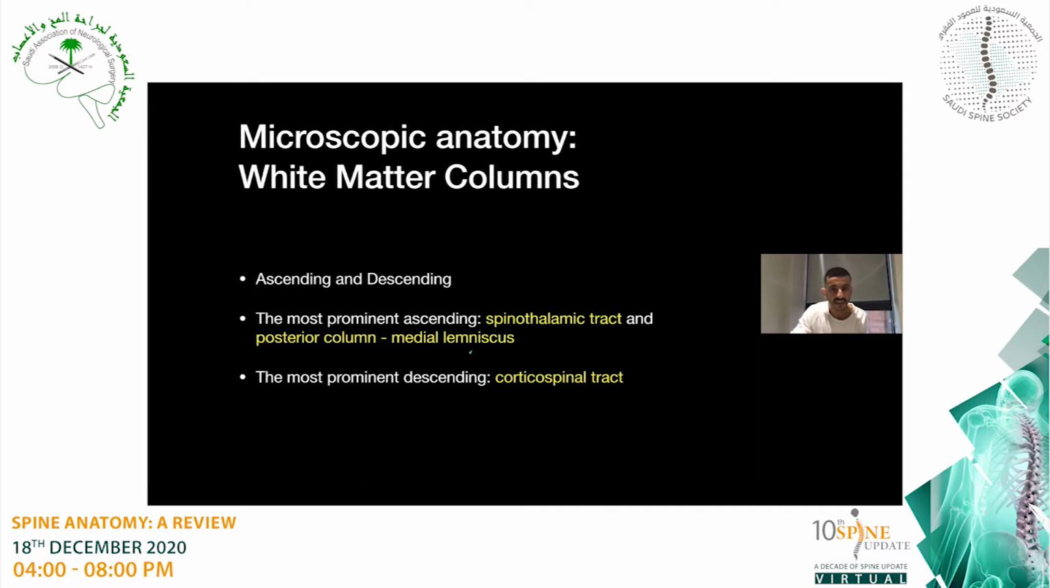So there's ascending and descending. There are lots of tracts when you read any chapter, but which one is clinically relevant? For the most important ascending, two things you need to know: spinothalamic and the posterior column medial lemniscus. For the descending, corticospinal. If you understand these, this is good enough.